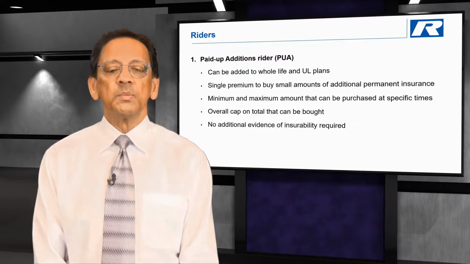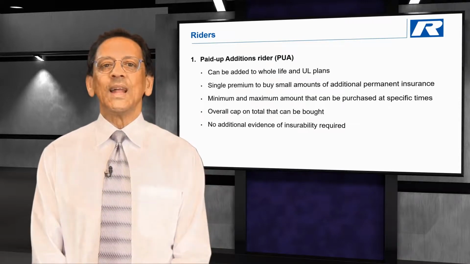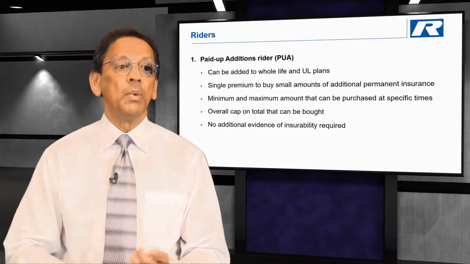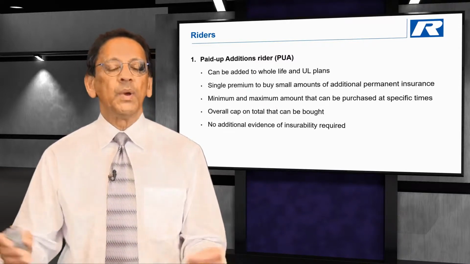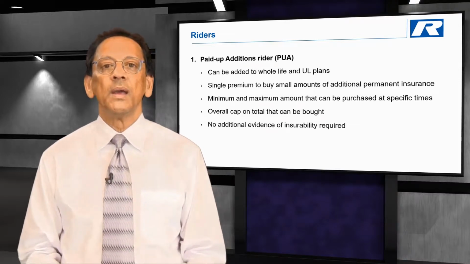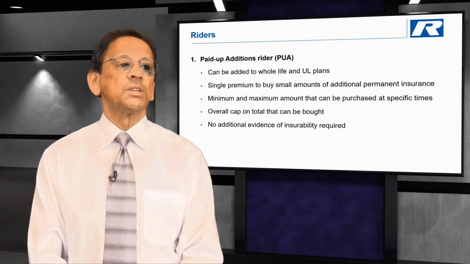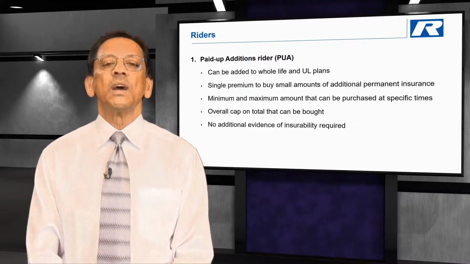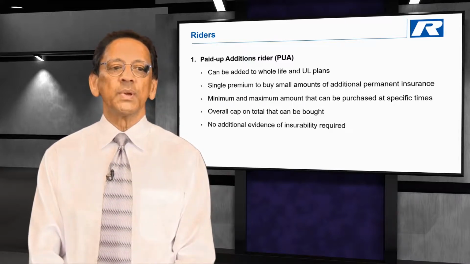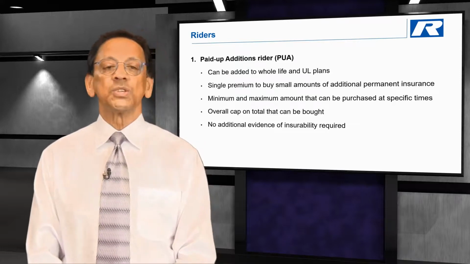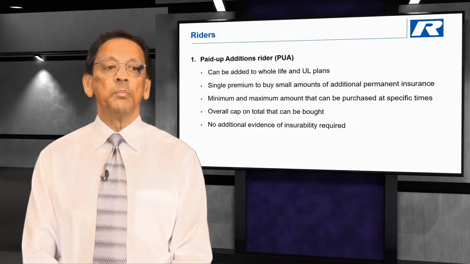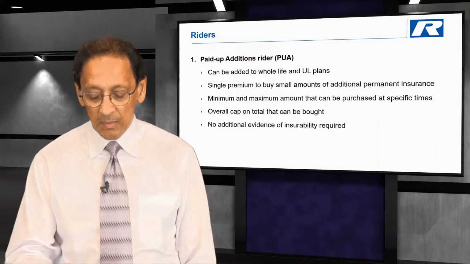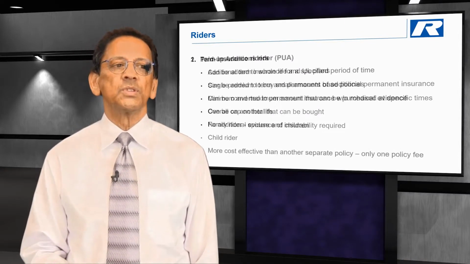Now there are minimums and maximums under the rider that they allow you to buy. In other words, you buy at least this much every time the option comes up, and there's a maximum on it. And there would be an overall cap in terms of how much additional insurance you can buy. Now what's always good about these riders is that any additional coverage that you want to buy, you do not have to provide medical evidence of insurability at that time. So with the paid up additions rider, you're buying the same as the base plan, and primarily you see this with whole life plans, not as much, as I said, on universal life.